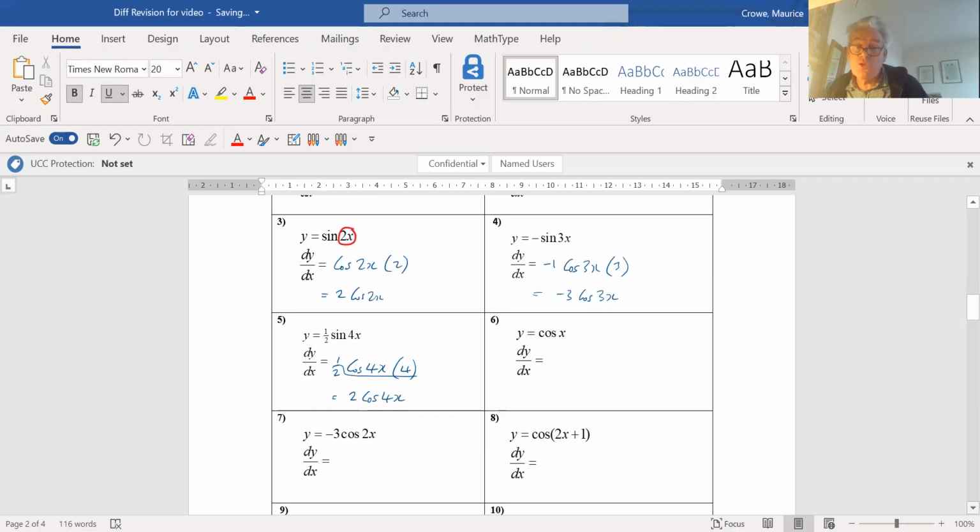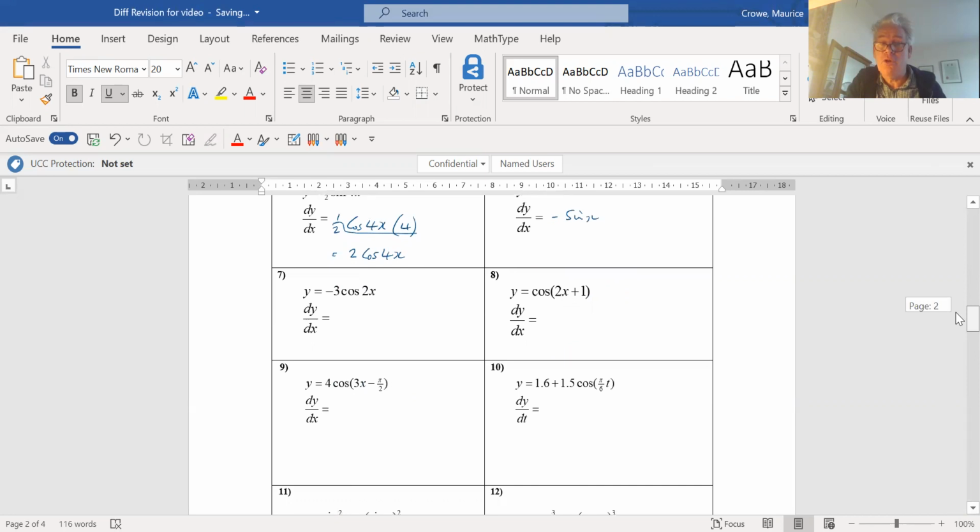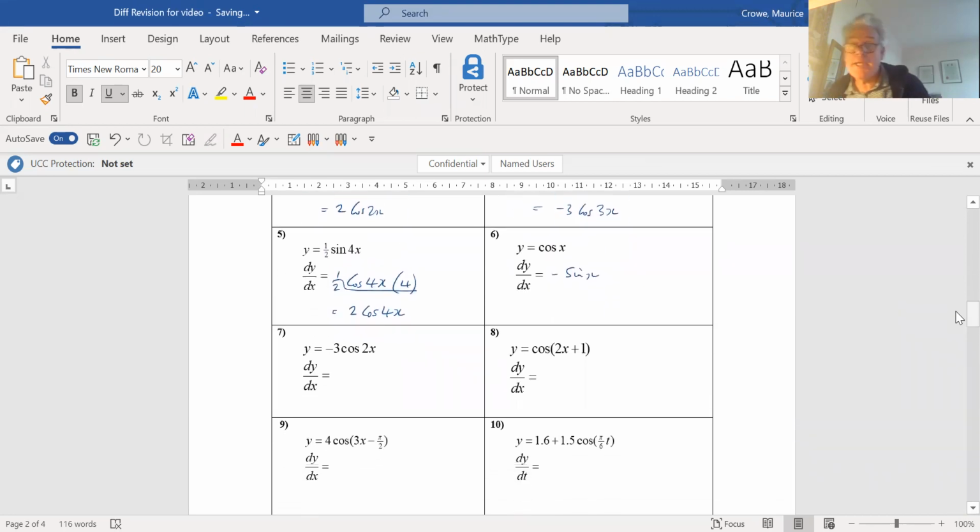Now, cos goes to, yes, correct. If you said it, sine x. Okay, I'm talking now to an imaginary audience here. Cos x goes to minus sine x. So again, keep that minus 3.